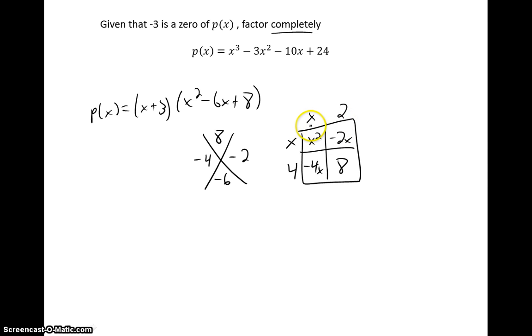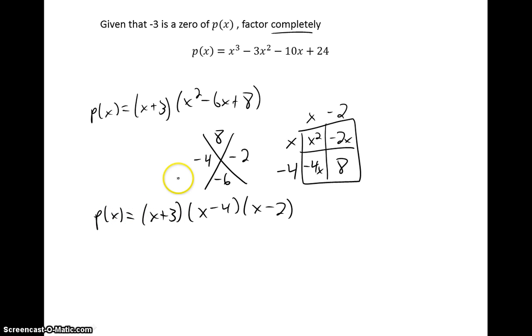Now we have to double check that it works. We should get a negative 4x here and a negative 2x here, so those are probably both going to have to be negative. And now we get positive 8, and we get the negative 4x and the negative 2x, so it all works out. So this factors into x minus 4 and x minus 2. And then we know we have x plus 3 is our initial factor. So that's the complete factorization of p of x.